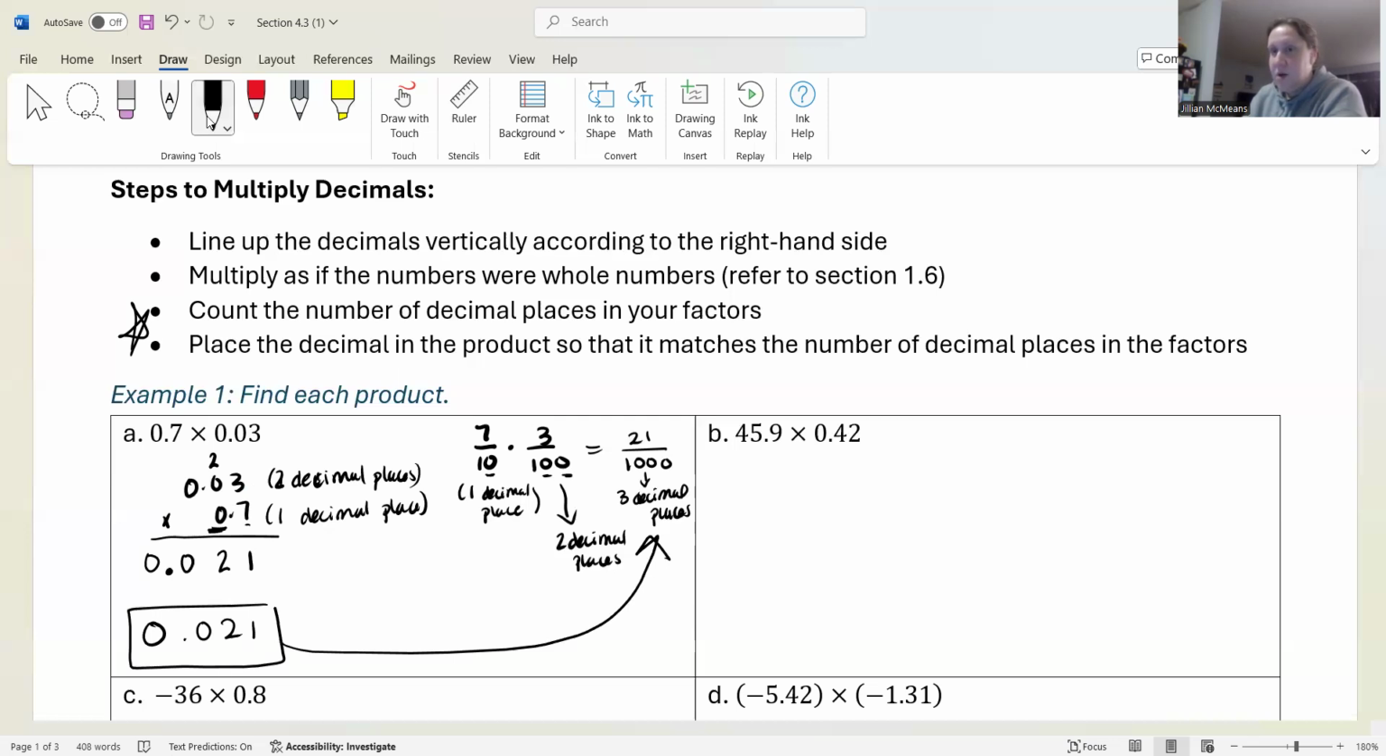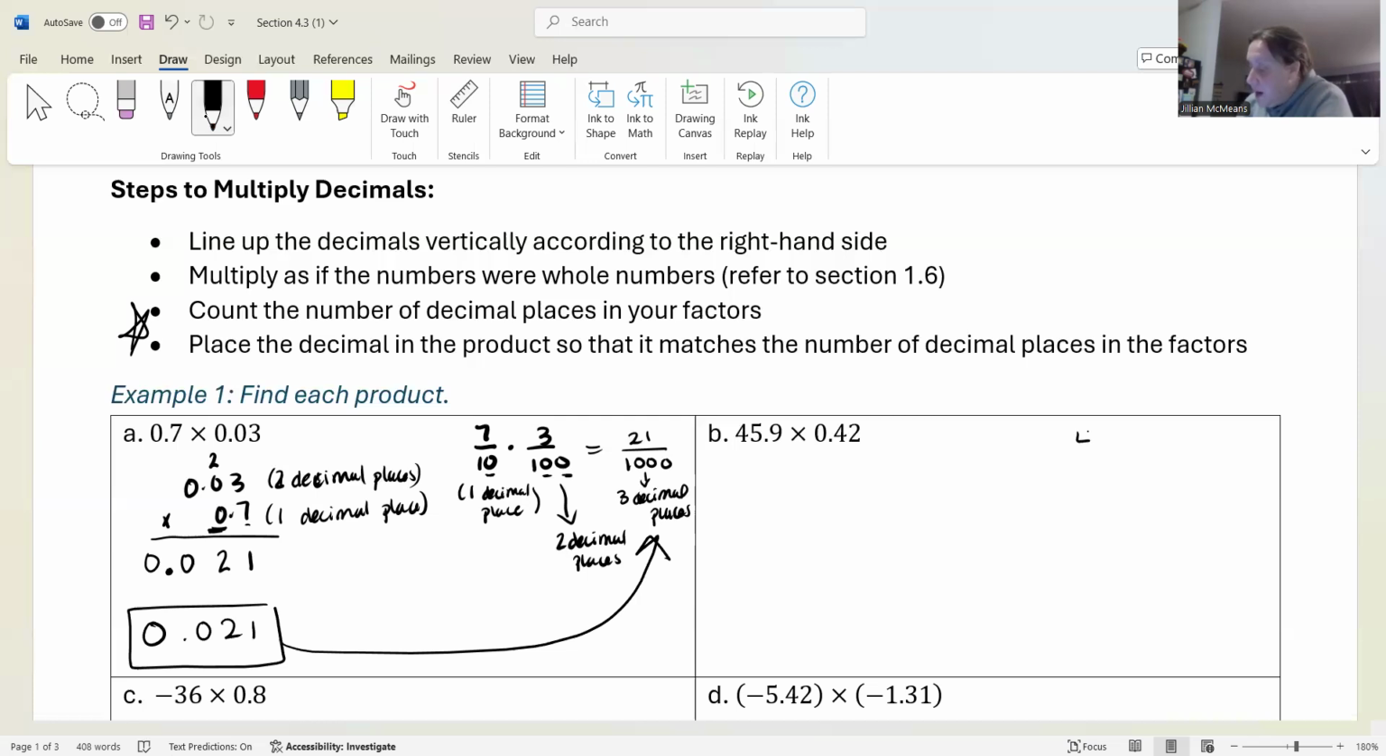thousandths. Okay, so that whole counting decimal places and making sure the product has the sum of those decimal places, it's not a fluke. It's because of this weird connection that we have to fractions. Okay, so we're not going to do the fraction thing anymore. I just wanted you to understand why we do that whole counting decimal places. From now on, we're just going to get right to it. Okay, so for part B, I have 45.9 times 0.42.